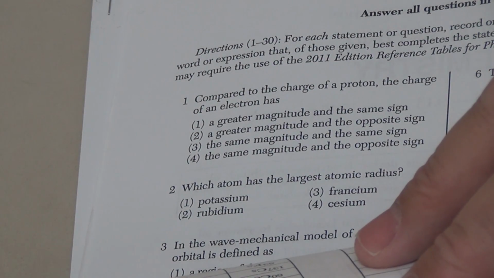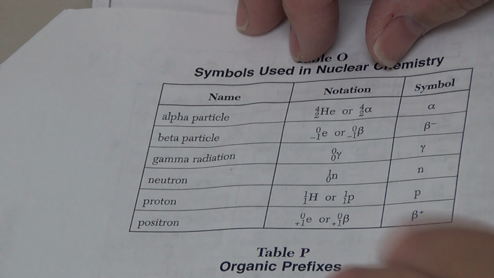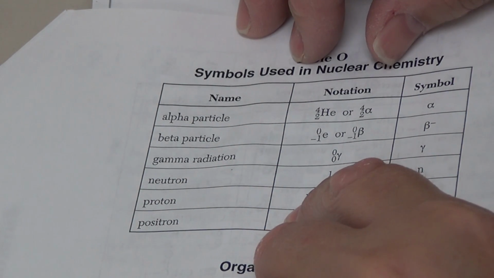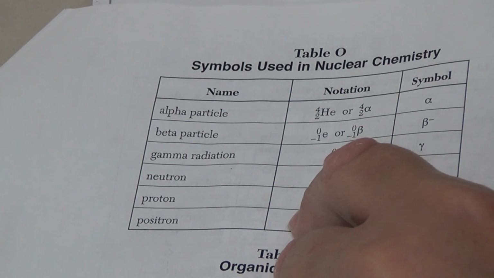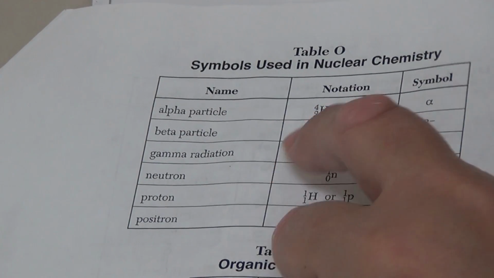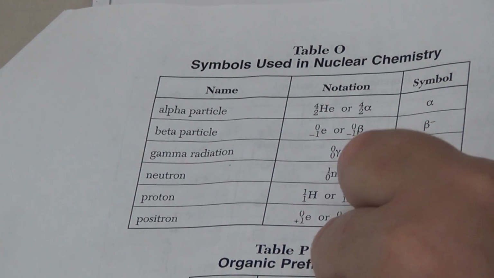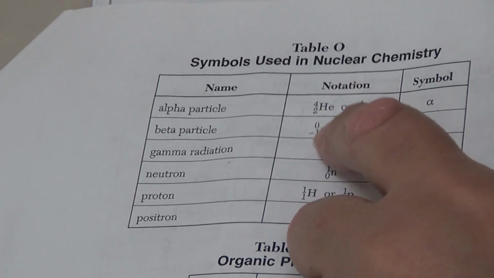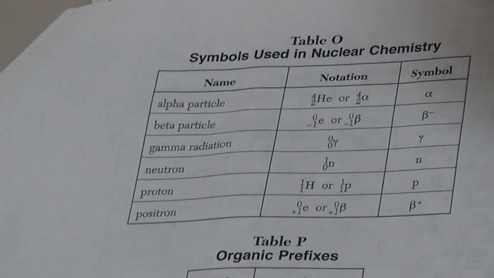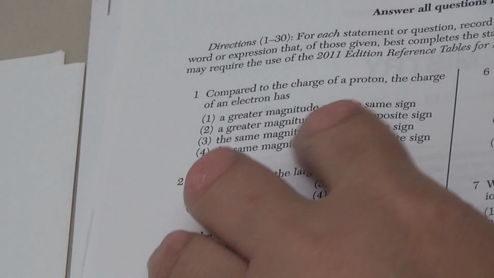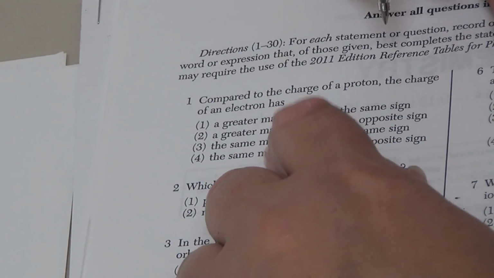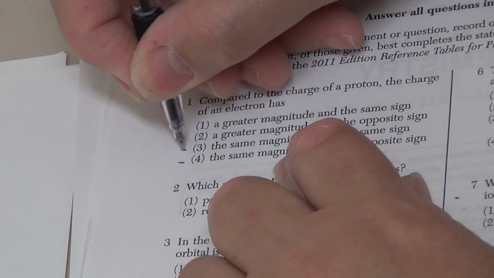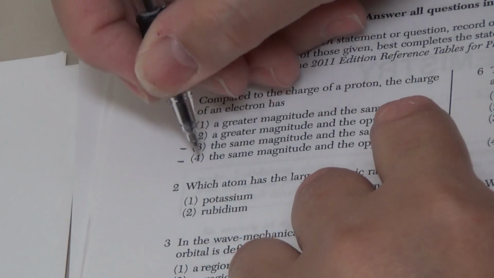So the question says, compared to the charge of a proton, the charge of an electron has. Well, compared to the charge of a proton, which is +1, the charge of an electron is -1. Okay, so it's exactly the same magnitude, the same size, but it's the opposite charge. +1 in the case of a proton, -1 in the case of an electron. So compared to the charge of a proton, the charge of an electron has the same magnitude. There's two different choices. It comes down to 3 or 4. And the same sign? Nope, the opposite sign.